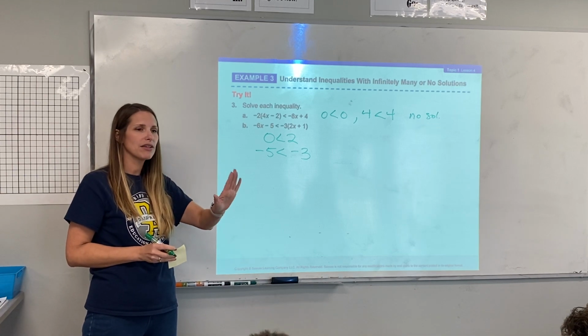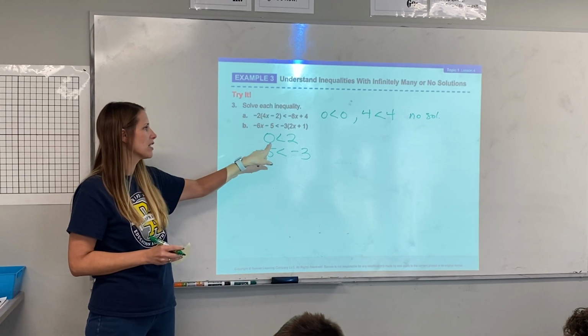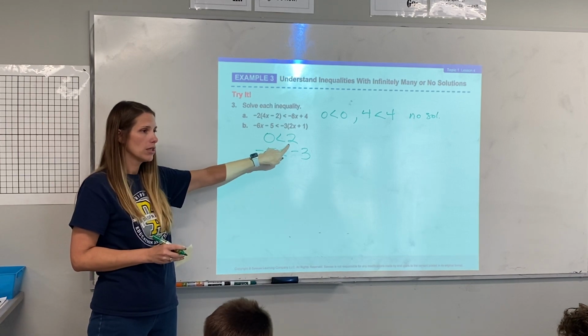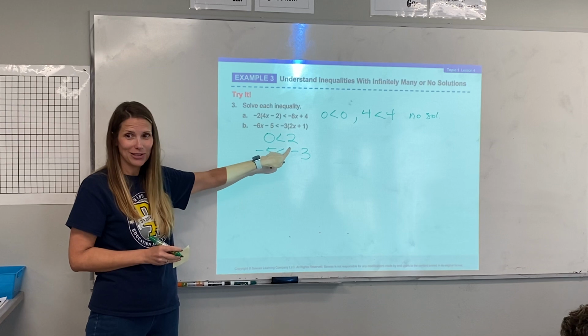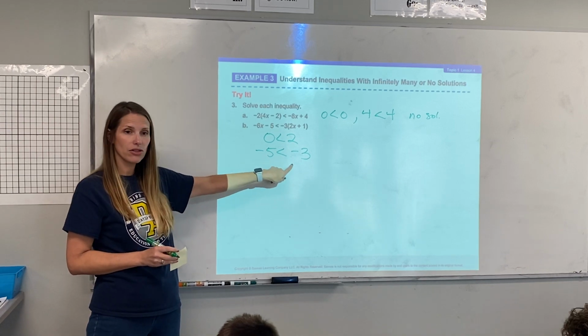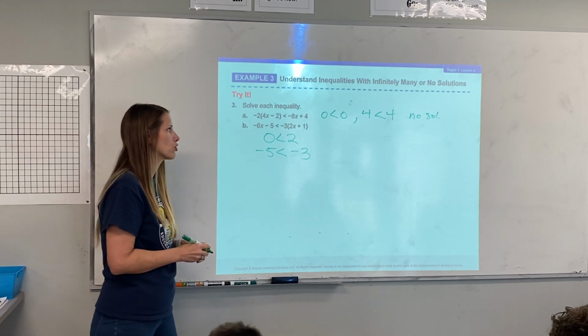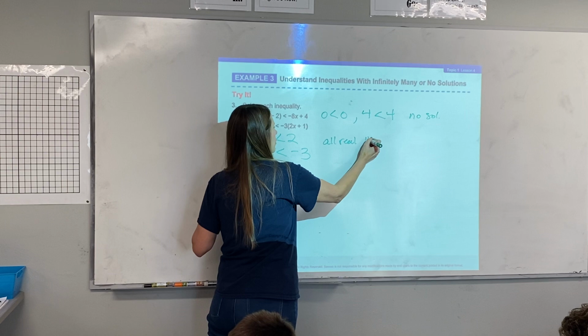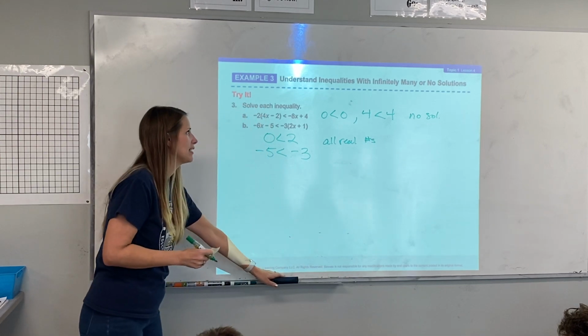It's okay to get different ones. What are we saying about this? Is this true? Is 0 less than 2? Yes. Is $0 less than $2? Yes. All real numbers. Is -5 less than -3? Yes. These are true, therefore all real numbers. Okay? I need to move on.